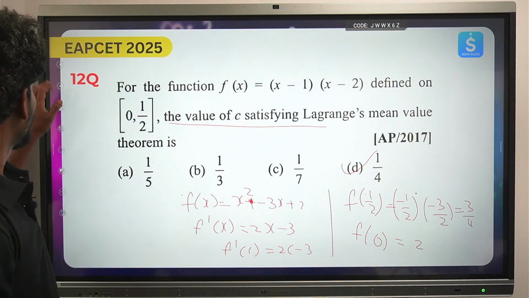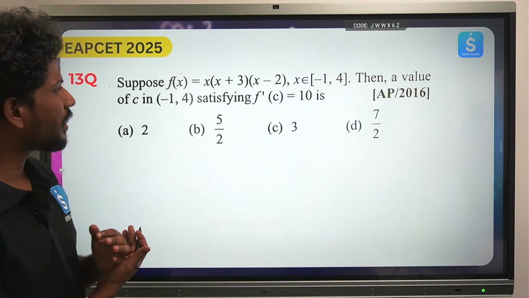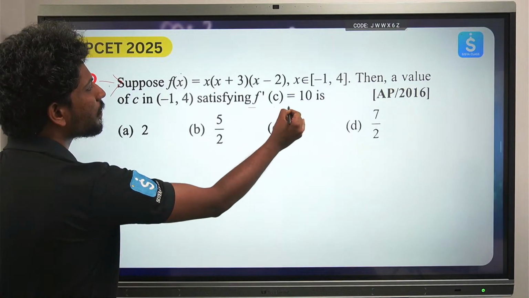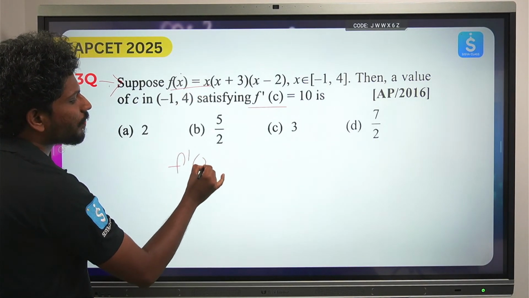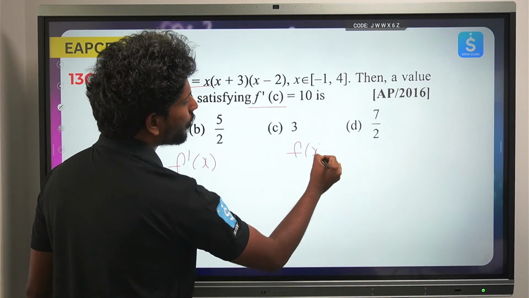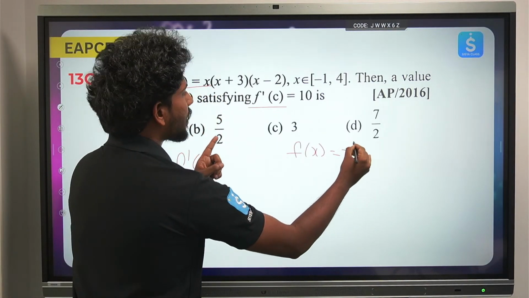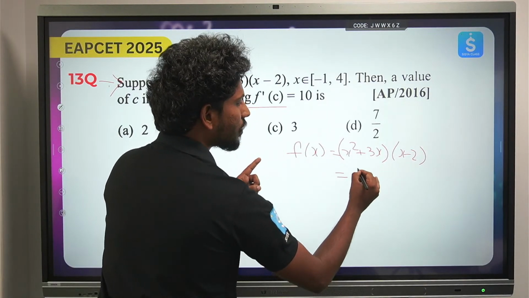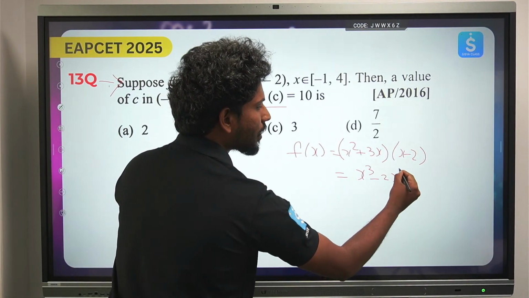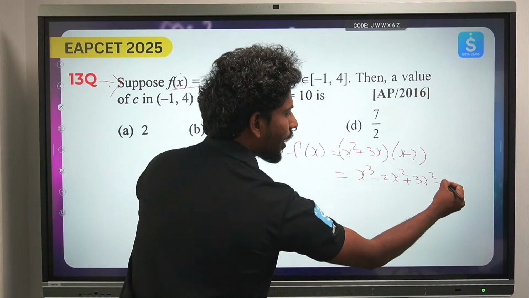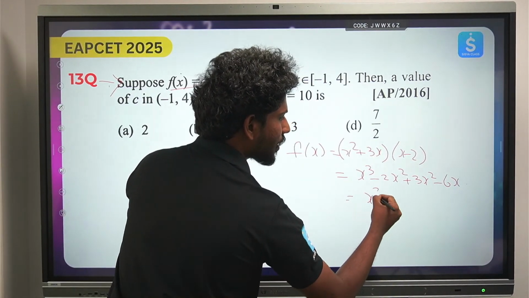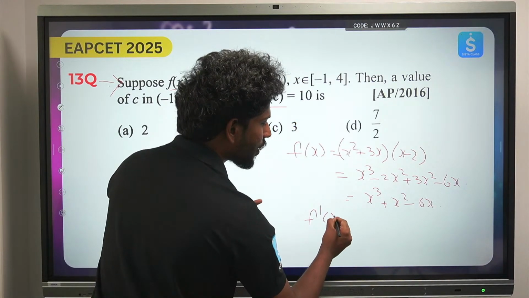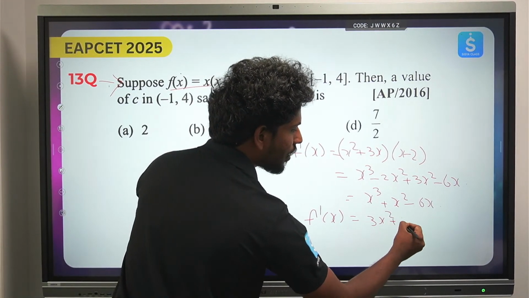Similarly, this question is also similar. I'm not going to do this problem, it is a very simple problem. Try to derive the function f dash of x. I'll just expand it for you. F of x equals x into x is x square plus 3x, and now you multiply with x minus 2, so this will become x cube minus 2x square plus 3x square minus 6x, so this will become x cube plus x square minus 6x. Now if you differentiate this function, this will become 3x square plus x minus 6.